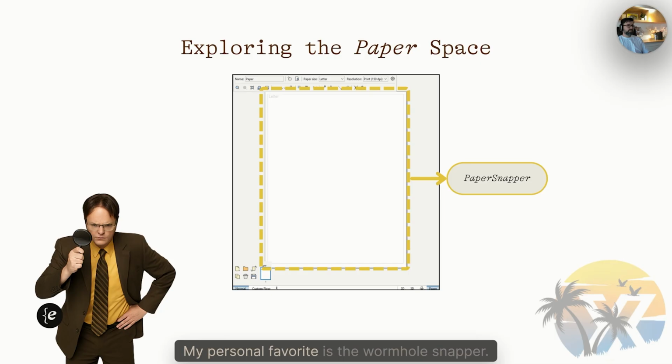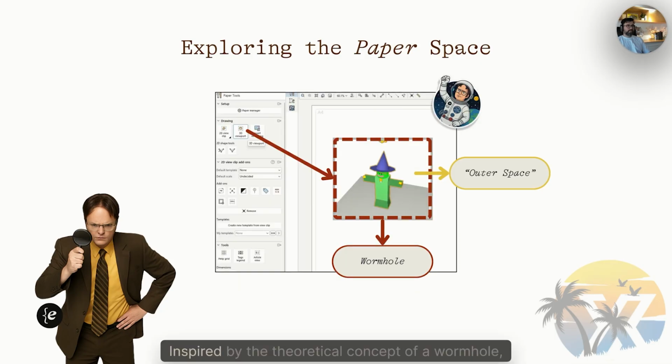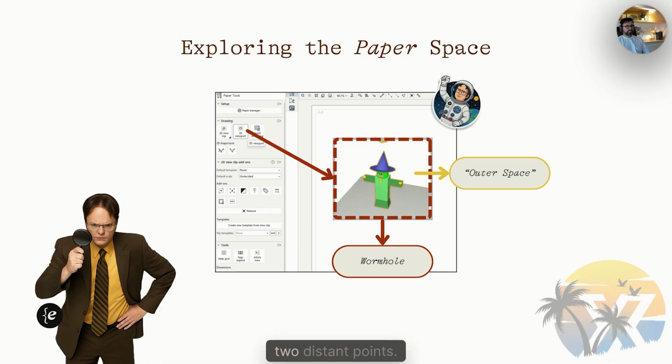My personal favorite is the wormholes, inspired by the theoretical concept of a wormhole, a tunnel through the fabric of space-time that could connect two distant points. This snapper is the magic behind the view clip feature. Just as a real wormhole would, in theory, let you skip across vast distances instantly, the wormhole snapper lets you pick straight through Paperspace and Papersnapper into the snappers of regular space, as if you were bending reality itself.